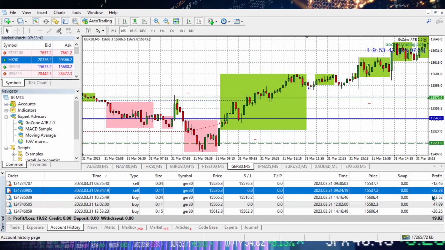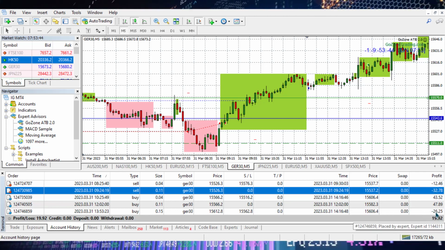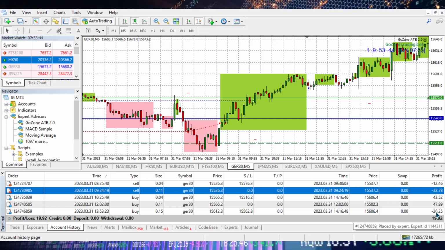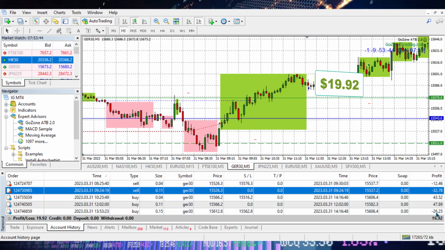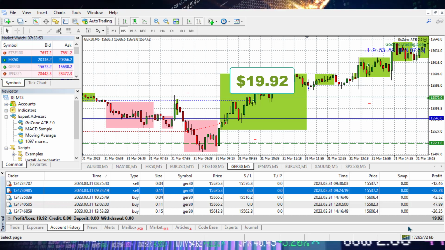When I closed out everything, we made another $43 from our first long position and lost $26 from our second long position, for a grand total profit of $19.92. The DAX is one of my favorite markets to trade. However, no market is great every day.